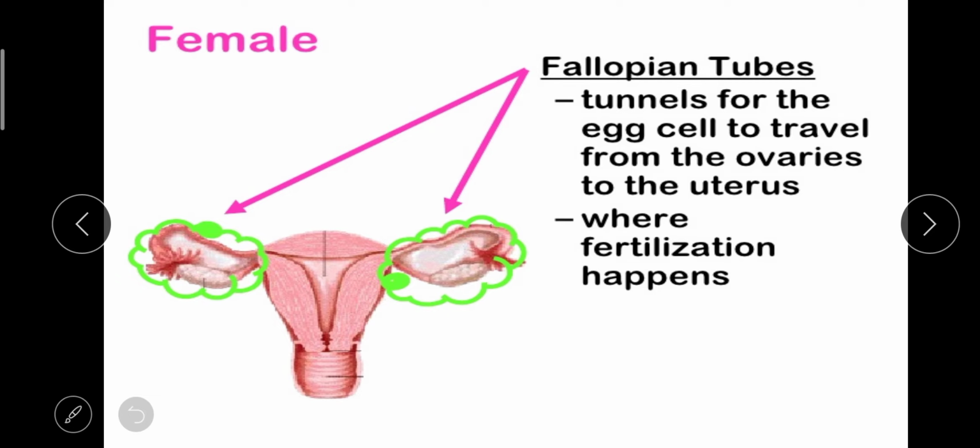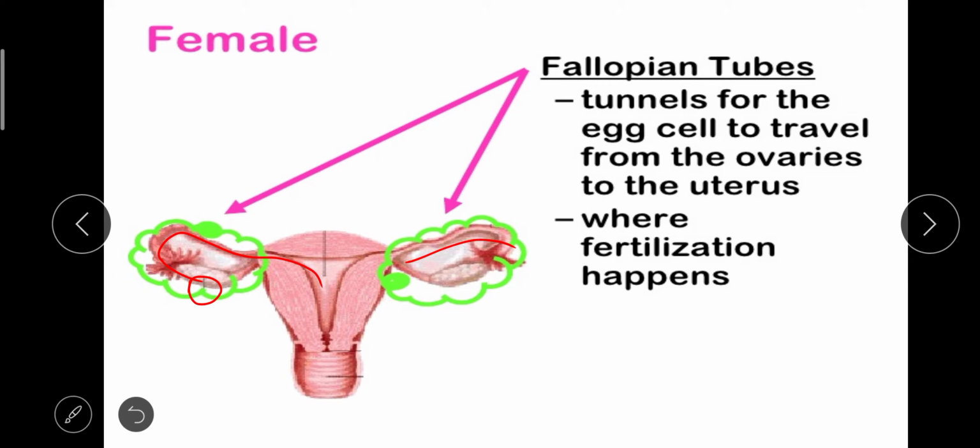The next part is fallopian tubes. There are also two fallopian tubes. You can see the tube structure. It is a tunnel for the egg cell to travel from the ovaries to the uterus, where the fertilization happens. So when the egg is released from the ovum, it will travel through the fallopian tube and come to the uterus. So it is for the travel of the egg from the ovary to the uterus.